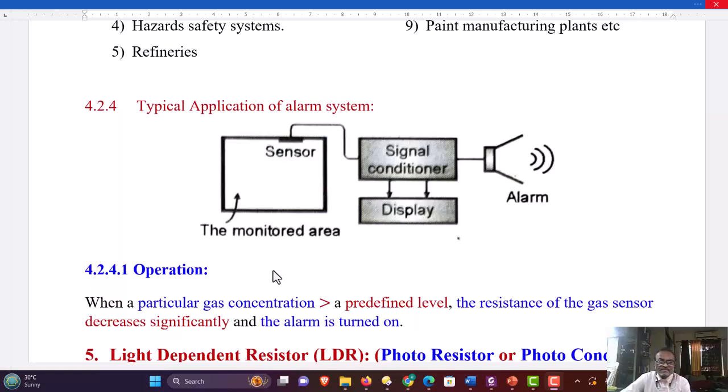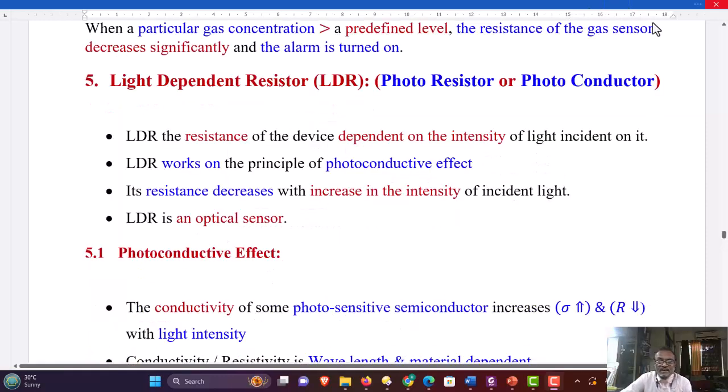When a hazardous gas or fumes or smoke is detected, then the gas sensor output changes. This change in the sensor output is compared with the threshold limit in the signal conditioning circuit, and an alarm will be generated if the signal crosses the threshold limit. Sometimes a display of the percentage of the gas detected is also provided by the system. That's all about the gas sensors.